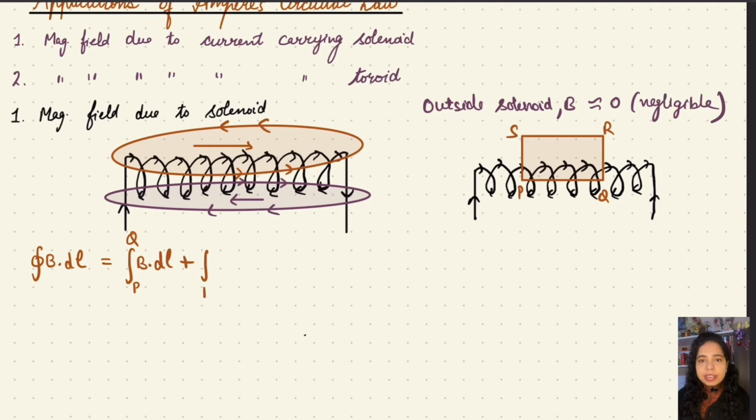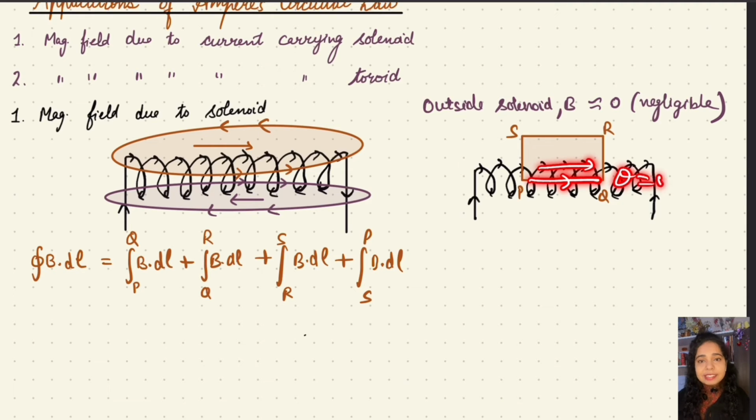That is, closed integral B dot dl is equal to integral B dot dl from P to Q plus integral B dot dl from Q to R plus integral B dot dl from R to S plus integral B dot dl from S to P. Now we know that the magnetic field B is in this direction, therefore the length PQ is also in this direction, that is the angle between B and dl is 0 degree. Hence we can say integral P to Q B dl cos 0.